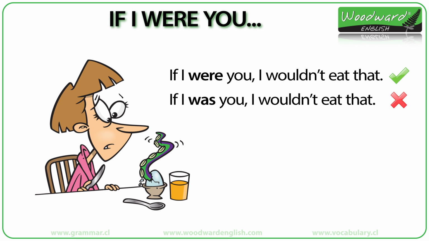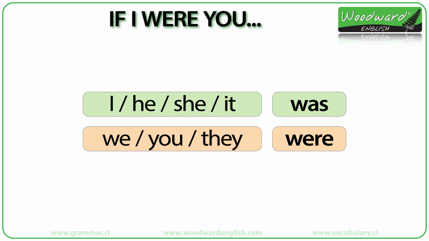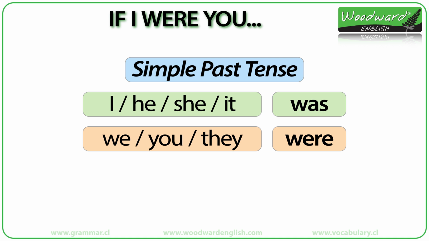Of course, if I were you, I wouldn't eat that. That is correct. But why? At school or in grammar books, you are normally taught the following rule. I was, he was, she was, it was, and we were, you were, they were. This is correct when we're talking about the simple past tense, which is used when we talk about something that started and finished in the past.